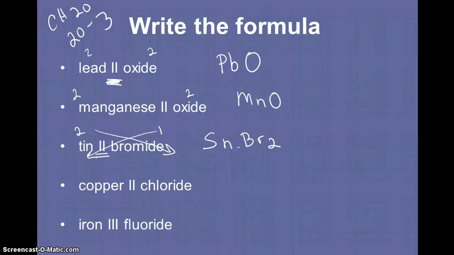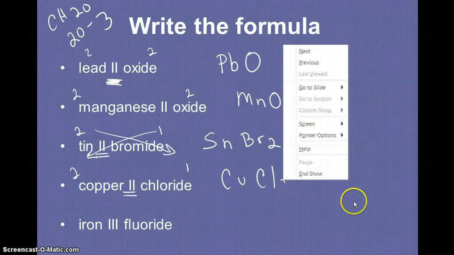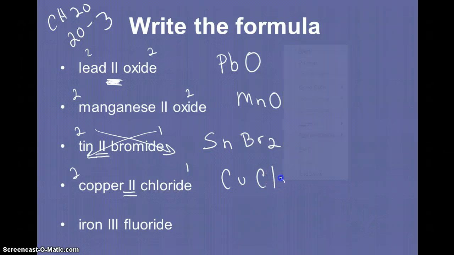So now we have copper, Roman numeral 2 chloride. Continuing on here, copper has an oxidation state of 2 because I can see that there by the Roman numeral 2. And then chlorine has an oxidation state of 1. So let's write the formula. If you haven't already, I bet many of you have. CuCl2. Again, the 1 goes after the copper, the 2 goes after the chlorine.